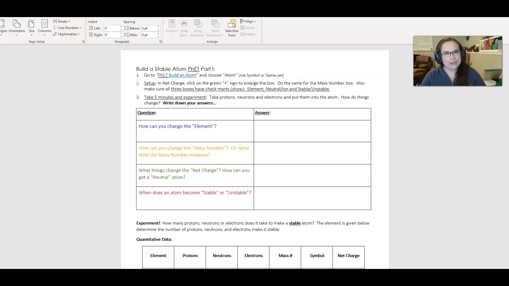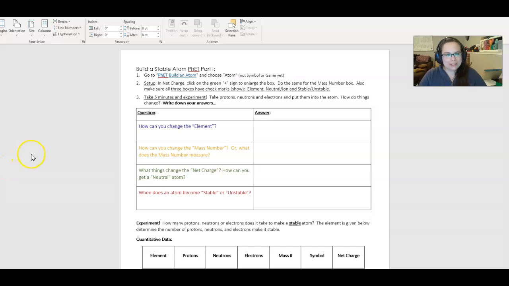Yesterday in our class meeting, we started to talk a little bit about why different columns on the periodic table share trends, and we talked about the number of electrons they have and started drawing Bohr models. I wanted to take a step back today and talk a little bit about what makes the nucleus of atoms stable or unstable. And the way you're going to do that is using a simulation that probably looks familiar.